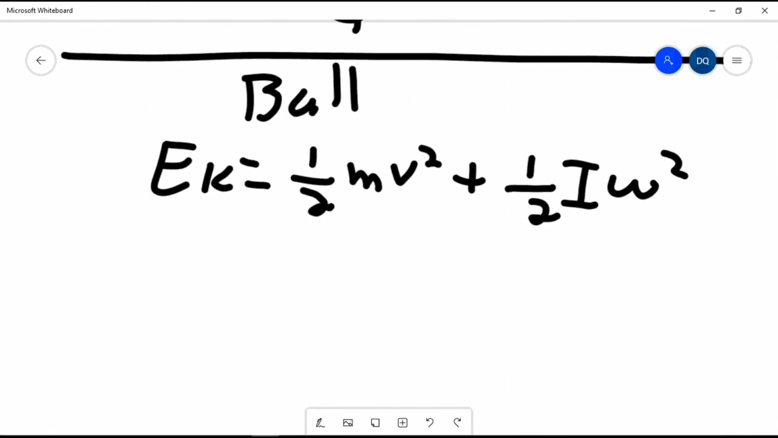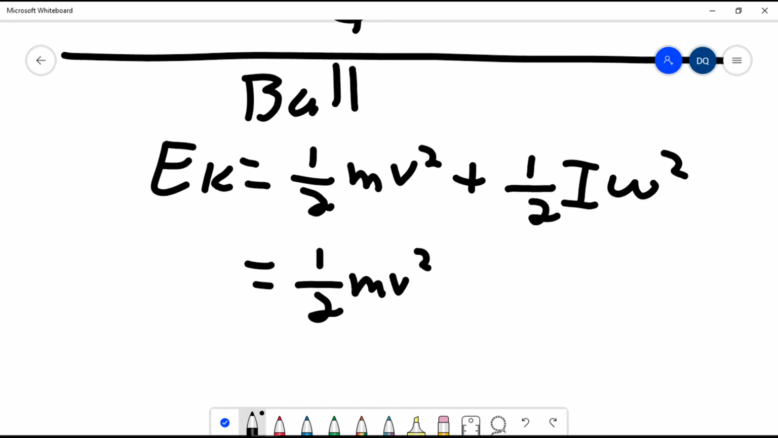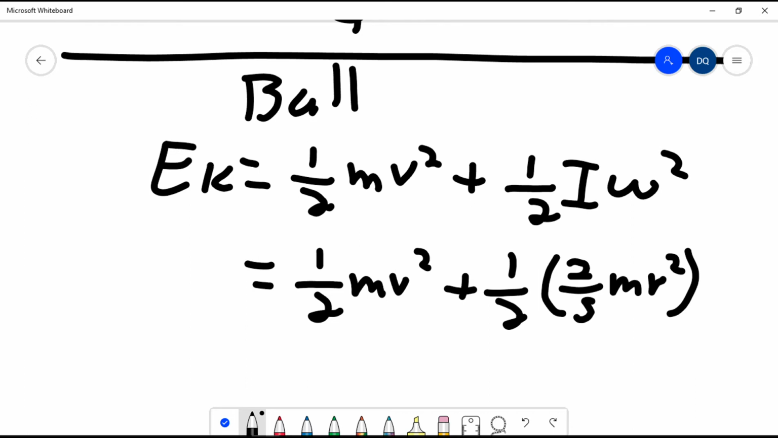So notice how the rotational kinetic energy is proportional to inertia and proportional to the square of the angular velocity. So that's half mv squared. And remember, for a ball, its moment of inertia is 2/5 mr squared. So that's 2/5 mr squared. And omega squared is v squared over r squared. That's an r there. So again, we can cancel those r squared values.